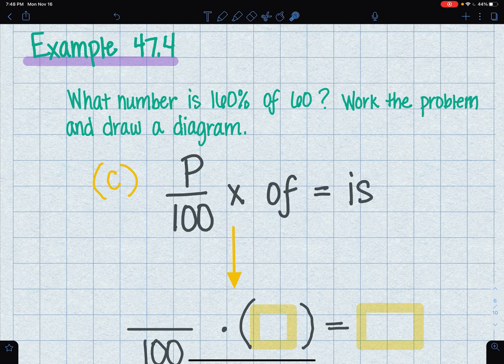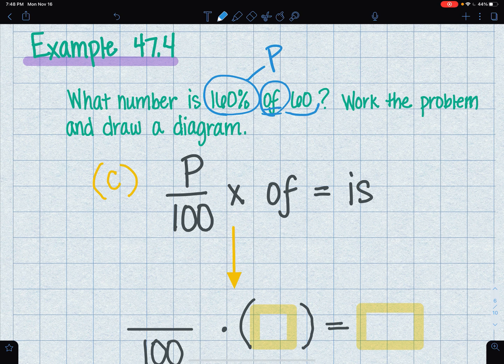Now, this is the easier of all of these problems. They're going to get more complicated, so I want you to pay lots and lots of attention to the next example. But this one I think is going to be pretty straightforward, okay? So let's take a look at the problem. What number is 160% of 60? So the percent is going to be 160. That's going to be our P.